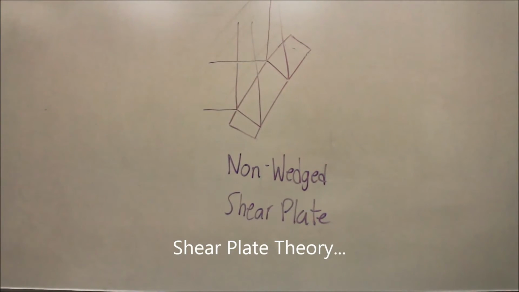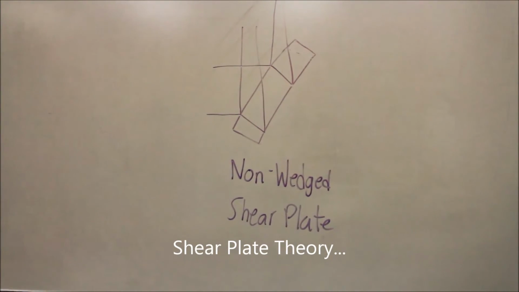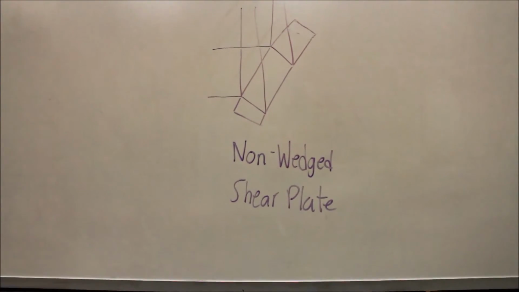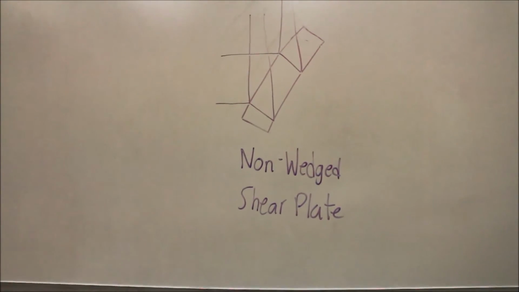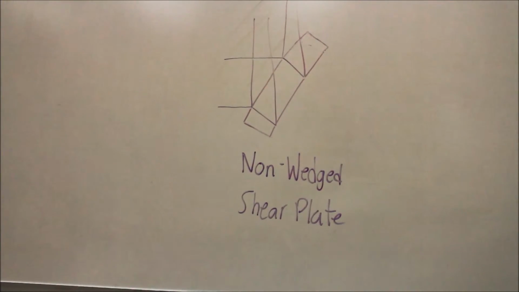For non-wedge shear plates, when the incoming beam is collimated, you'll get a constant OPD, which will lead to a null fringe. When the beam is converging or diverging, you'll get vertical fringes, but you won't be able to tell whether it's converging or diverging.